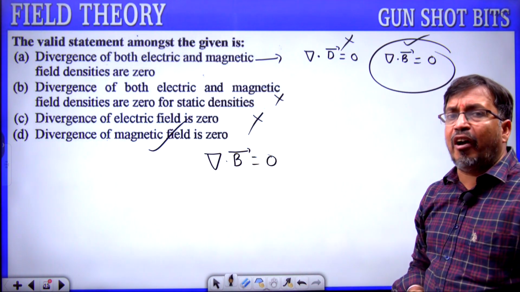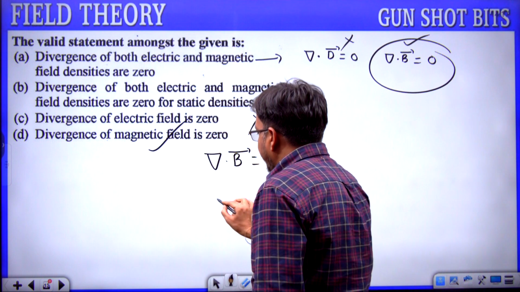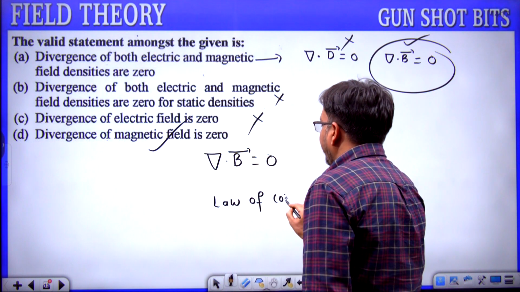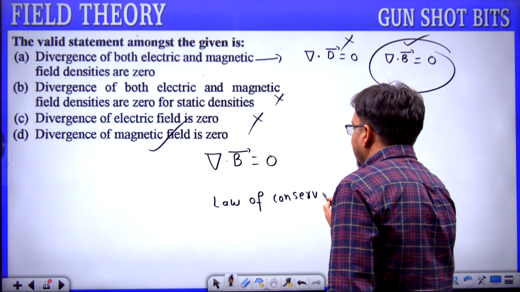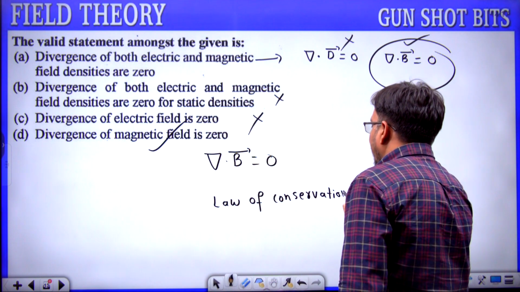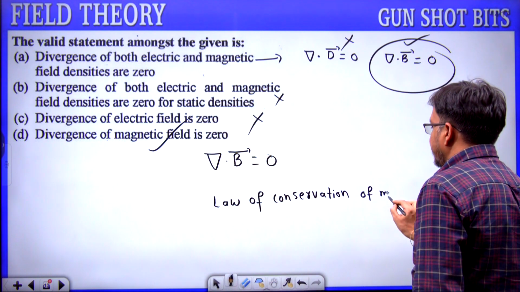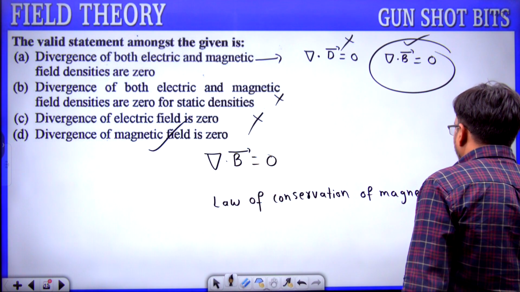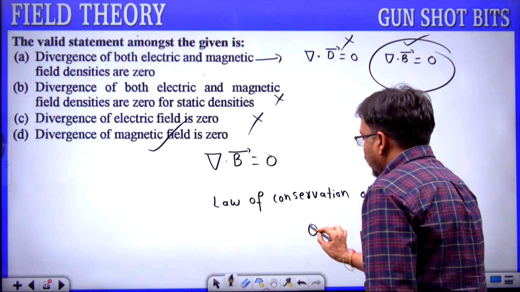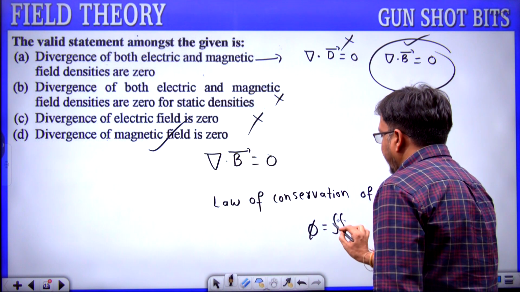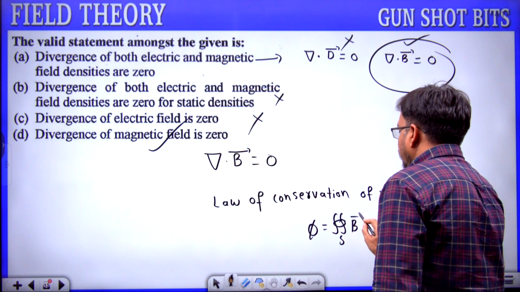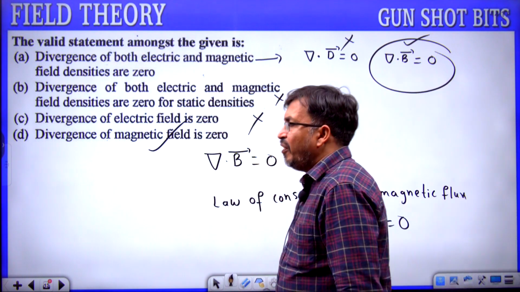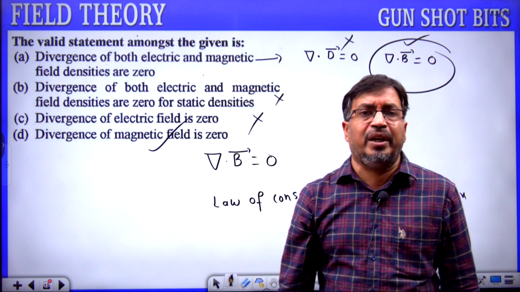Here, the divergence of magnetic field is 0. This equation is obtained from where? The law of conservation of magnetic flux. What does the law of conservation of magnetic flux mean? I am writing here magnetic flux phi, closed surface integral of B dot ds equals 0. This is the law of conservation of magnetic flux. From that only, divergence of B equals 0.